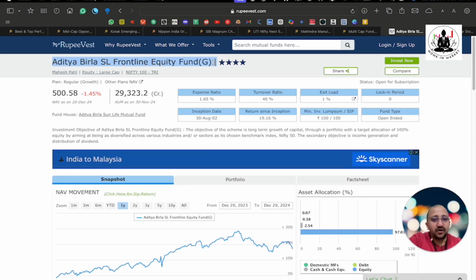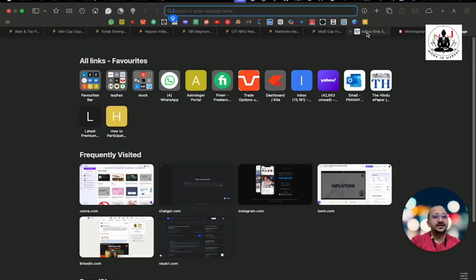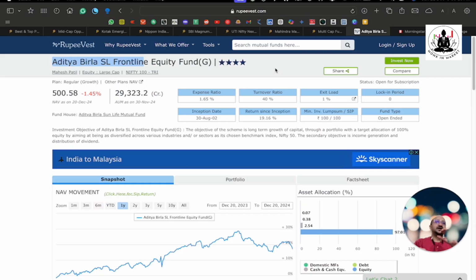Whether they are involved in some frauds or legal activities. So open Google and type over there, Aditya Birla Frontline Equity Fund fraud, or Aditya Birla Frontline news. You need to see the highlights. Is there any bad news, negative news linked with this mutual fund? Yes or no? Very simple step, but you should be following that.